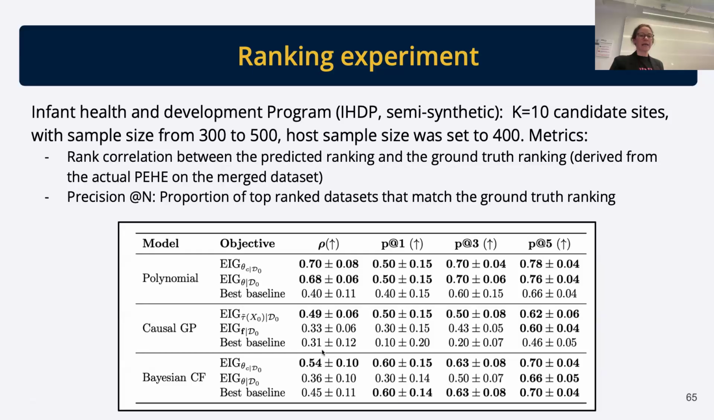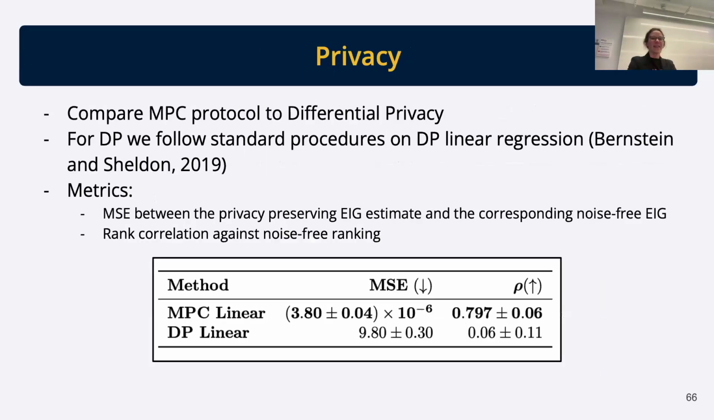And generally speaking, the objective function that actually targets the causal parameters performs uniformly well across all models. So, I mean, it's a table with a lot of numbers. It's not particularly insightful, but it does well, I guess. That's the point.